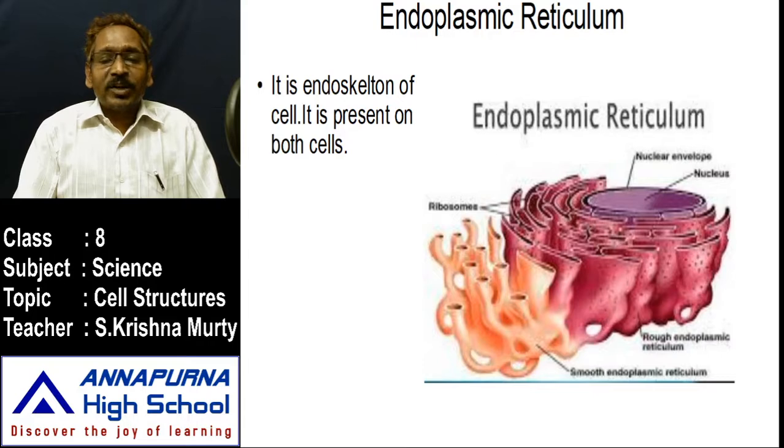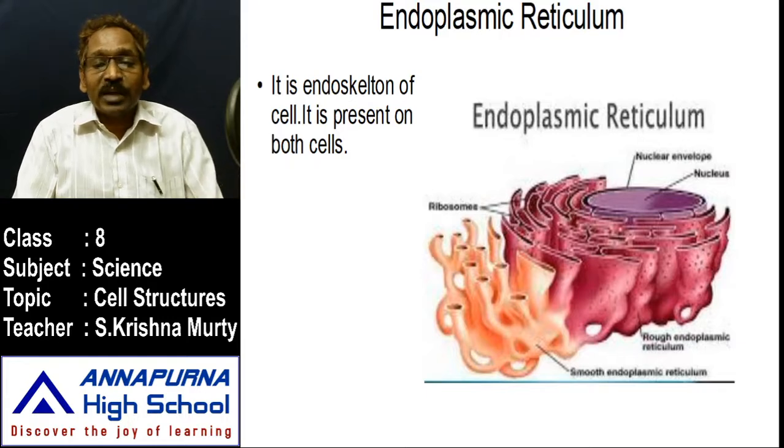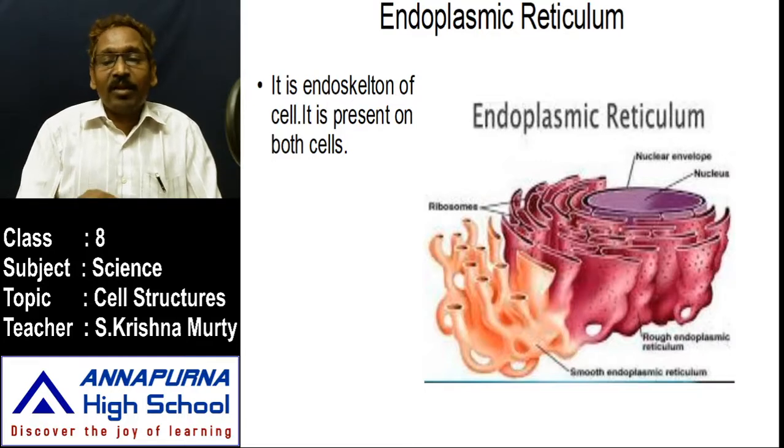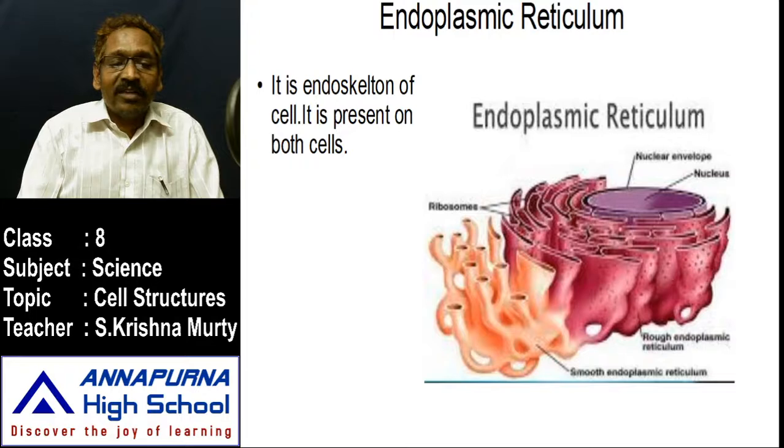The endoplasmic reticulum is connected at one end with the plasma membrane and at one end with the nucleus. Here, wherever the pebble-like structures are there, they are known as ribosomes. Where are the ribosomes now? The ribosomes are present on the rough endoplasmic reticulum. Wherever some pebbles are there, they are known as ribosomes. And without any pebble-like structure, wherever it is smooth, that is smooth endoplasmic reticulum.